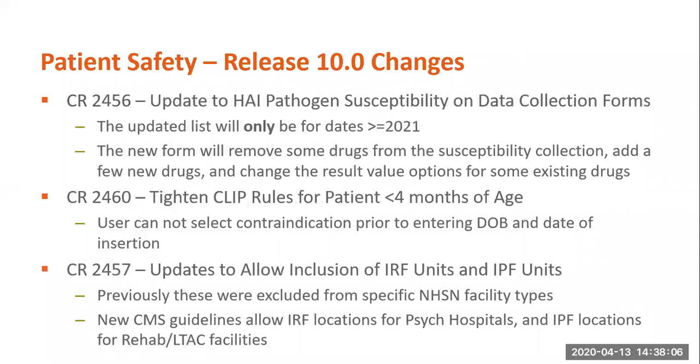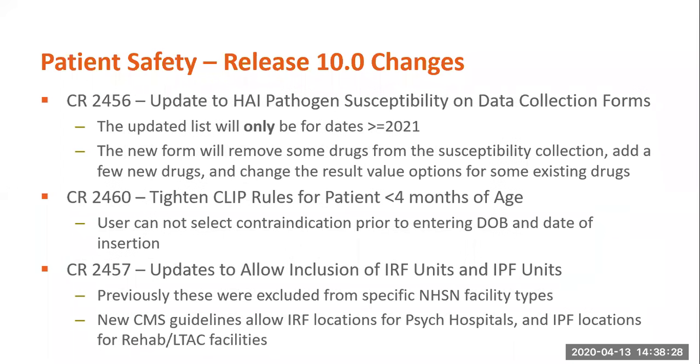CR 2456 is an update to all HAI pathogen susceptibility on the data collection forms. Some drugs will be removed and some drugs will be added to the susceptibility collection, as well as a change in the result value options for existing drugs. This updated list will only be for dates equal to or greater than 2021.